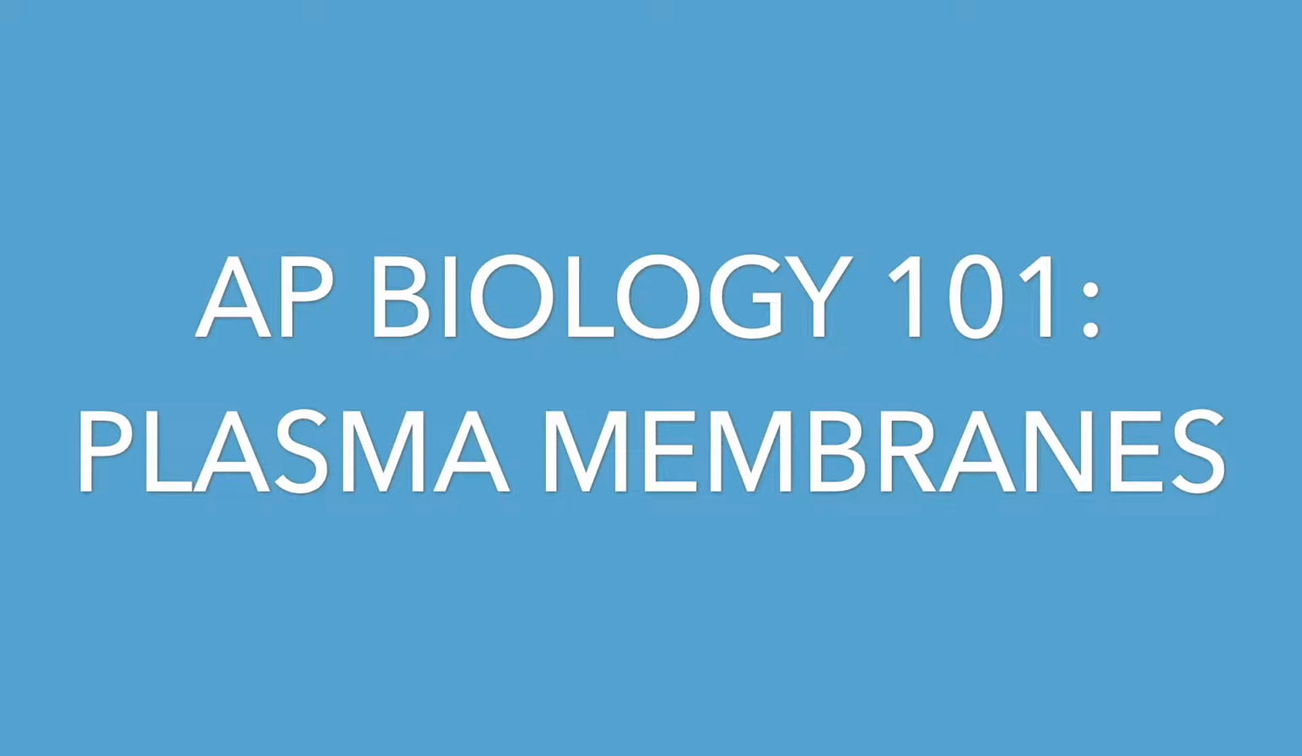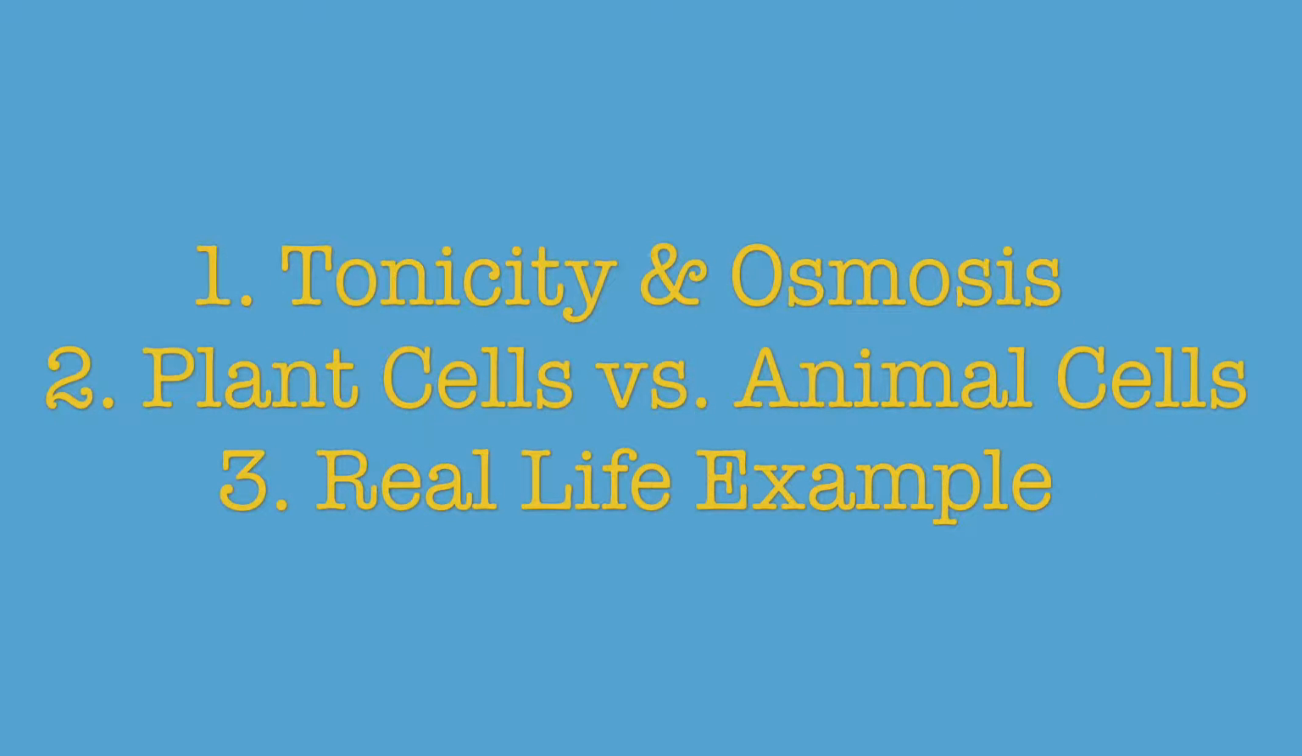Welcome to the AP Biology review of plasma membranes. First, we will introduce the concepts of tonicity and osmosis. Then, we will describe the similarities and differences between plant and animal cell structures. We will end by giving a real-life example of cell communication through an example of signal transduction.